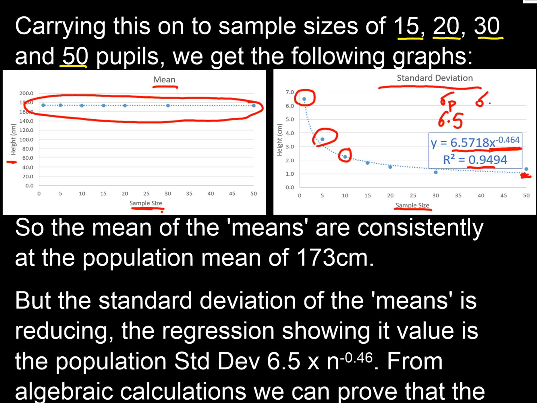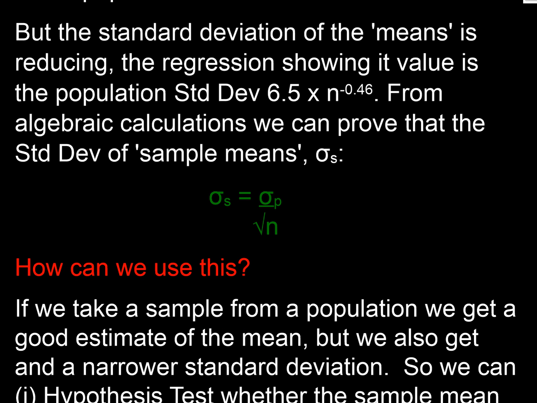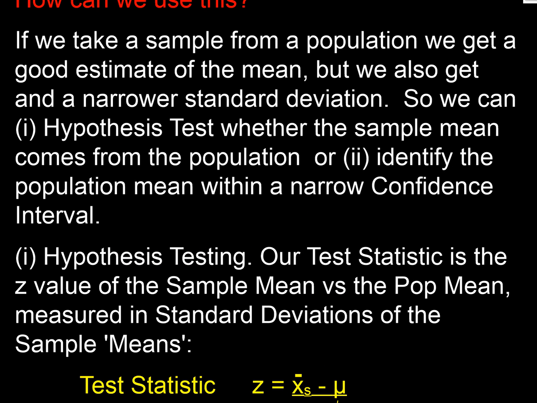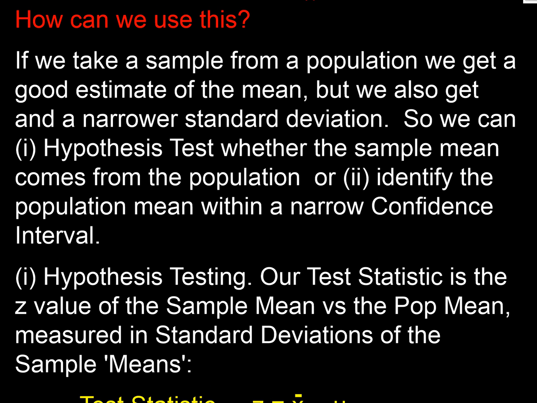So the sample standard deviation is going to be our population standard deviation over the square root of n, where n is the sample size. Are we okay with that idea? That's quite useful, isn't it? And as I say, we can prove using some algebra that the sample standard deviation is the population standard deviation divided by root n. This is going to prove to be very useful for us because this property of narrowing means we can get some pretty accurate results from it.